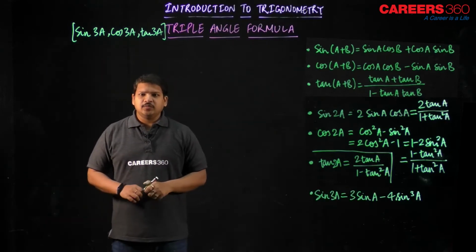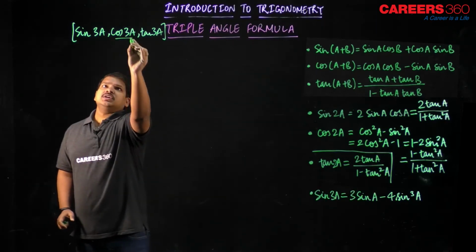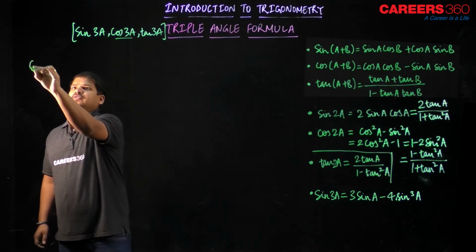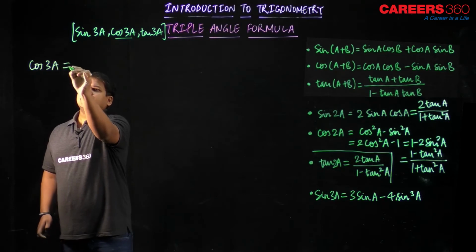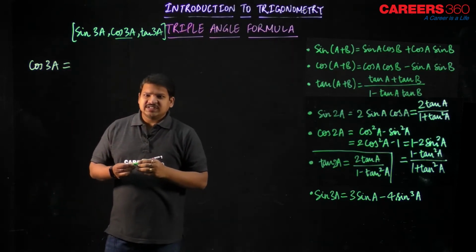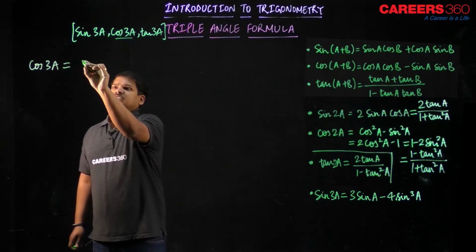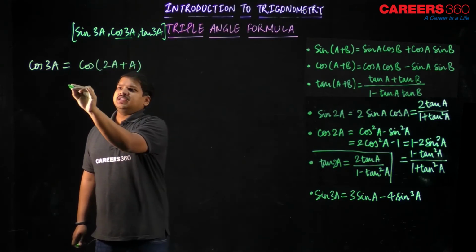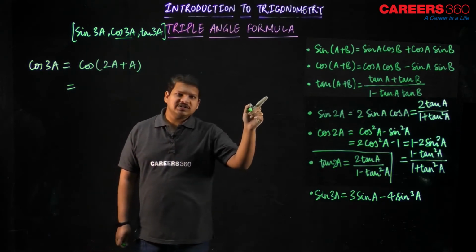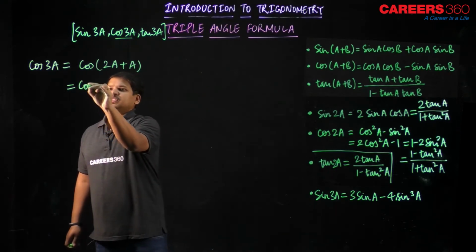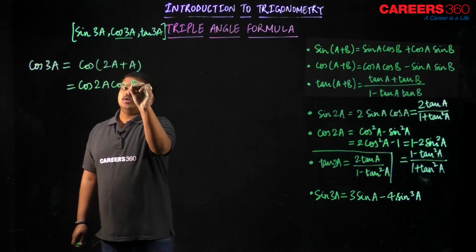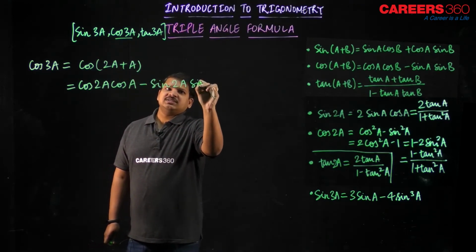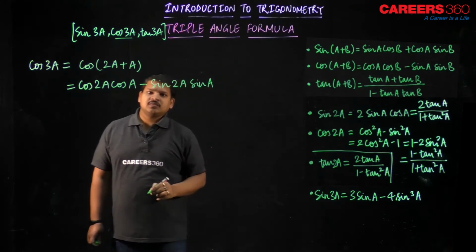Now let's calculate the formula of cos 3A. So we have calculated the formula of sin 3A. Now again I am going to do the same process. Cos 3A would result in what? Cos 2A plus A, and then again I have the formula for cos A plus B as cos A cos B minus sin A sin B, that is cos 2A cos A minus sin 2A sin A, right.